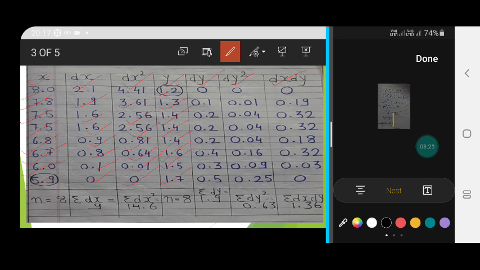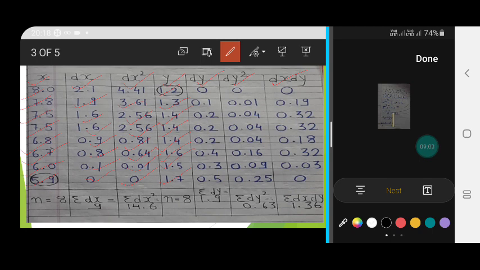What is the next column? The next column is dy, so again we have to calculate the values of dy. dy means deviation from the y series. The formula is y minus assumed mean. We take the smallest item of the y series as the assumed mean. As you can see, in the y series 1.2 is the smallest number, which I have encircled, and you will consider it as your assumed mean for this problem.